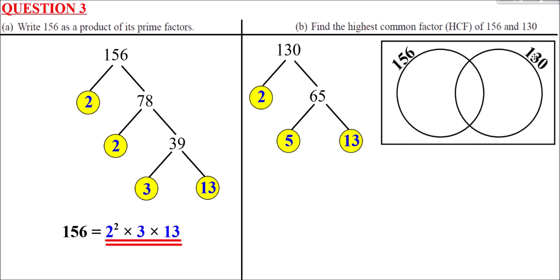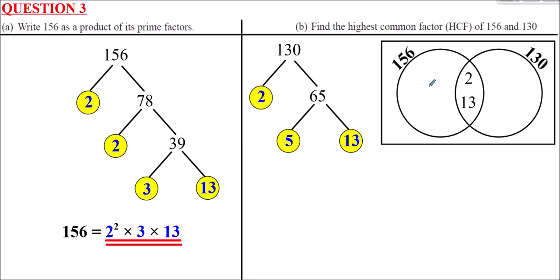We can now put this into a Venn diagram. The middle overlapping section are the factors which are common to both 156 and 130, and we put these in here first. And so in 156 and 130, there's a factor of 2 in each. We can also see, though, there's a 13 in each of these. So common to each is a 2 and a 13. So in the middle, I'm going to put a 2 and 13.